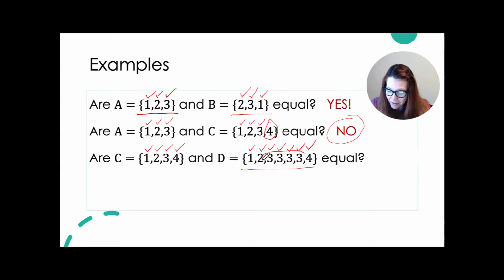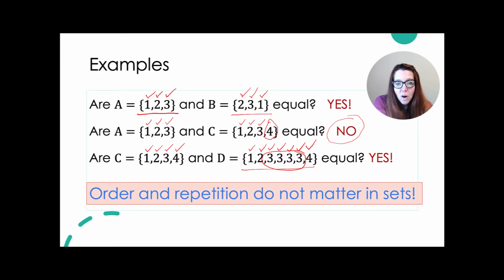And this part might seem a bit funny, but in fact these sets are equal because order and repetition do not matter. They just do not matter in sets. And so we saw in our first example up here that order didn't matter, and in the bottom one, repetition does not matter either.